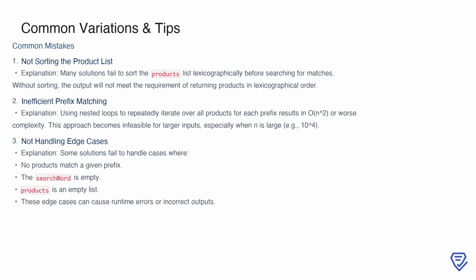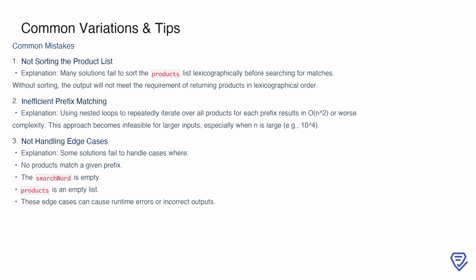When solving the search suggestions system problem, there are a few common mistakes to watch out for. First, not sorting the products list lexicographically before searching for matches is a frequent oversight. This sorting step is critical because the output must always present suggestions in lexicographical order. Without it, the results won't meet the problem's requirements.